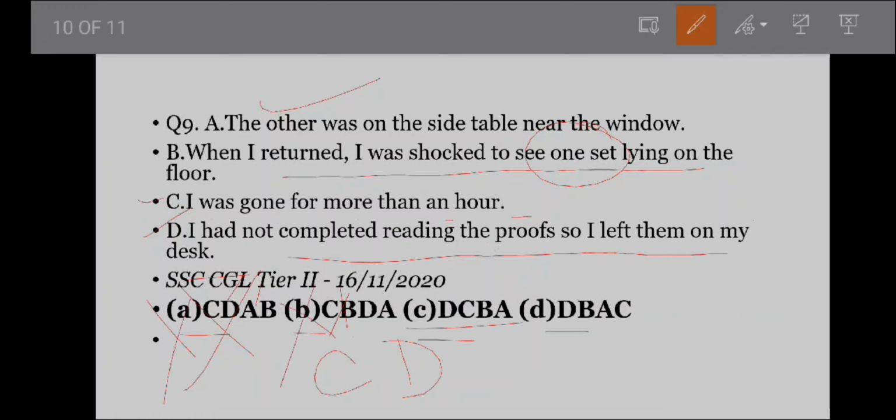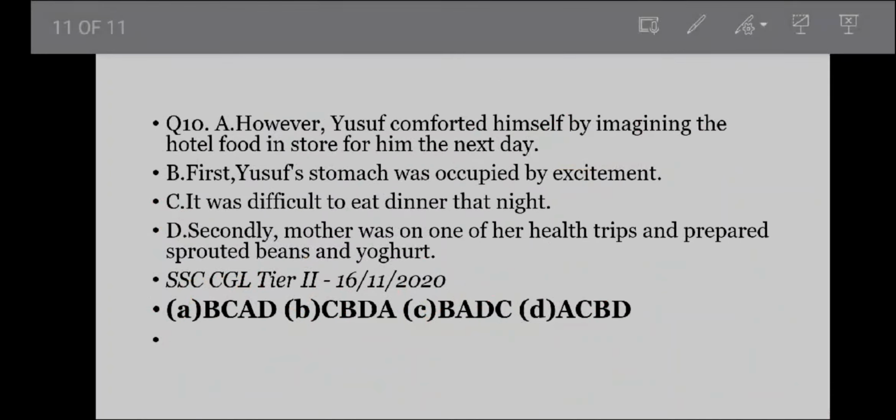So either it's C or D. Let's see. If it starts with D, then D means I had not completed reading the proofs, so I left them on my desk. Okay, fine. Then I was gone for more than an hour. Okay, DC. And then when I returned, I was shocked to see one set lying on the floor. It's the right one. And the last one will be the other was on the side table near the window. Yes. So option C will be the right one. So 9 will be option C. Looking to the next one.